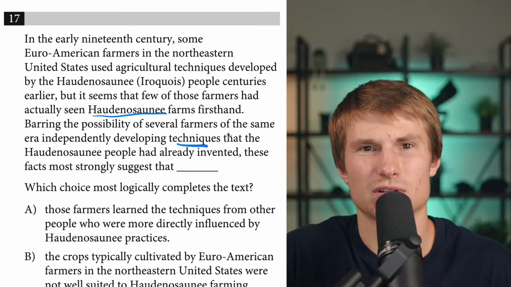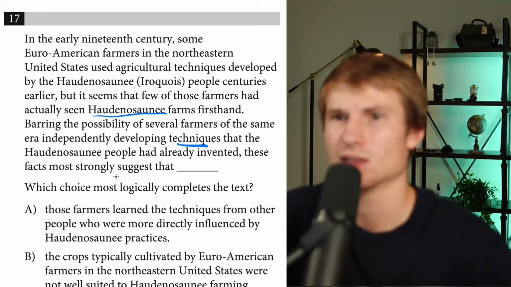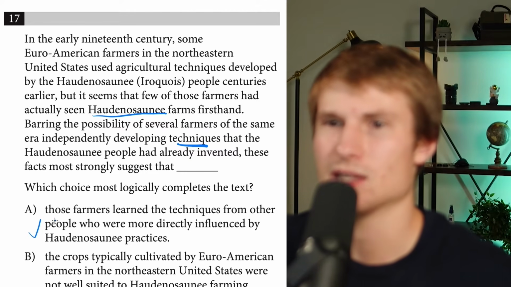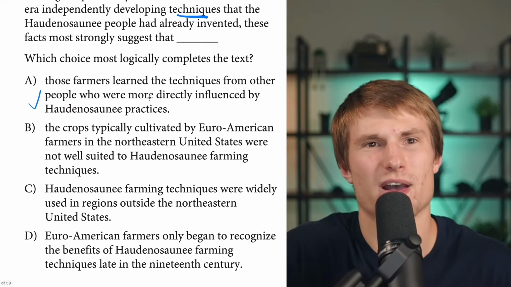So barring the possibility of several farmers of the same era independently developing techniques suggests that, yeah, it would seem that this would be possibly a little bit of a stretch, since it's saying that they didn't meet directly. But if none of these other options would state that they meet directly, then we could go back to A. So we have option B.